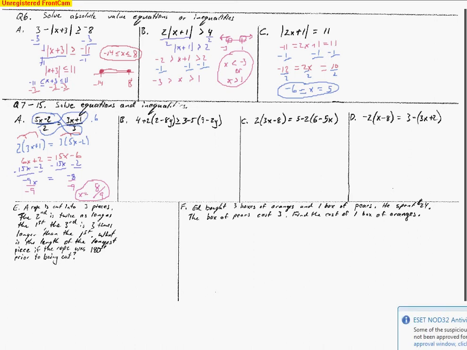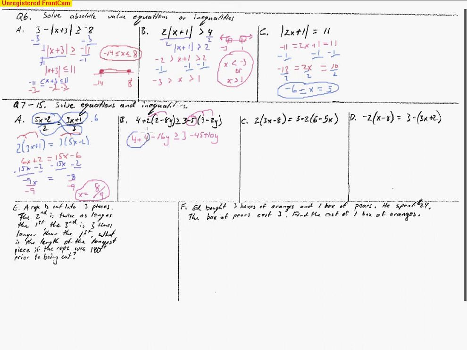Taking a look at the next one here, we've got the distributive property we have to do first. 2 times these two numbers. On this side, you've got to do the -5. Watch the sign there, -5 times these two numbers. So we end up with a 4 plus 4 minus 16y. And then that's greater than or equal to 3 minus the 45 plus the 10y, plus because of the two negative signs. So we'll go ahead and collect some terms.